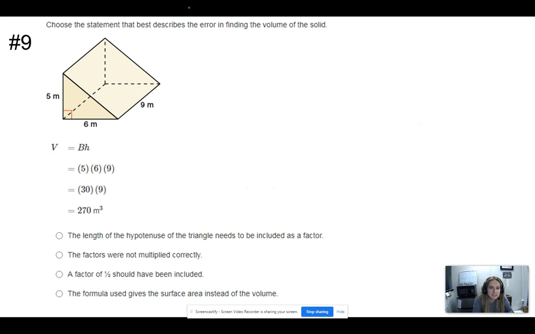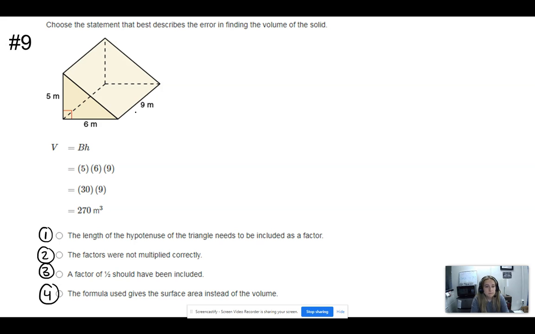Choose a statement that best describes the error in finding the volume of the solid. Is it 1? Is it 2? Is it 3? Or is it 4? So you're finding the error in how they found the volume of the solid. So pick your answer. I'm just going to check out the equation. Volume is the area of the base times the height.